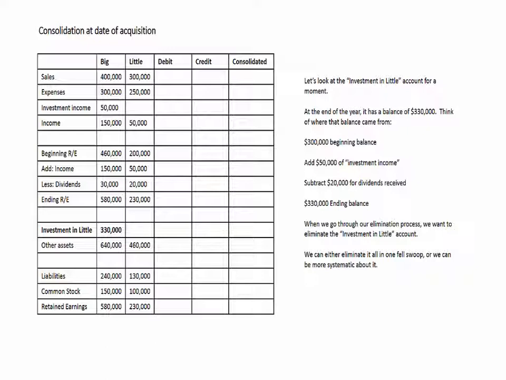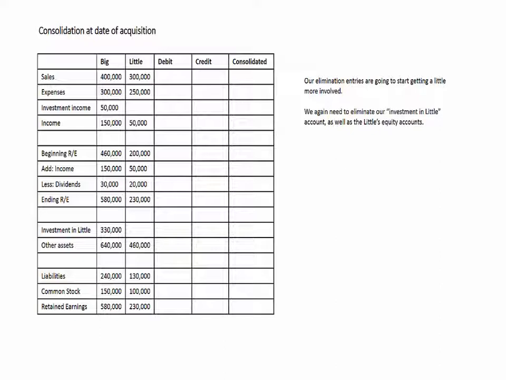Now, if you were to look at a half dozen or a dozen different advanced financial accounting books, you'd see a dozen different ways of organizing the elimination process. They all get you to the same place, but the elimination entries would be organized in a different fashion. Now we can eliminate that investment in little account in one fell swoop with a single $330,000 credit, or we can eliminate it in steps, in sequence. And that's the approach that most people take, and that's the approach that we're going to follow as well.